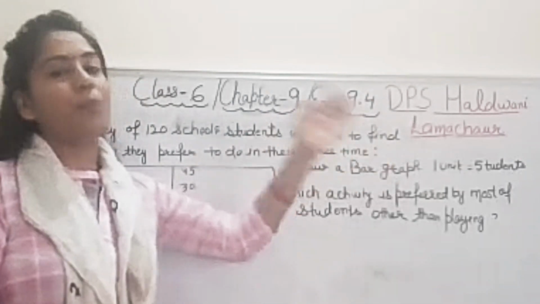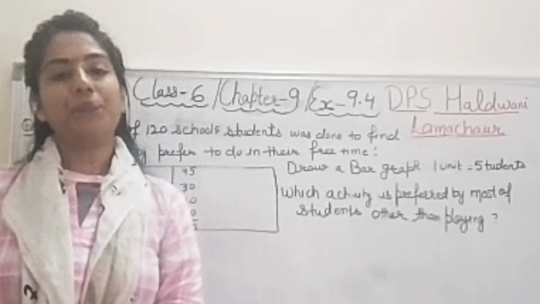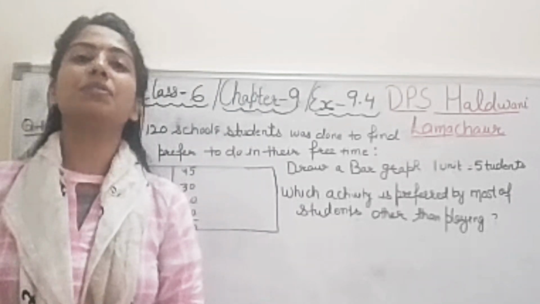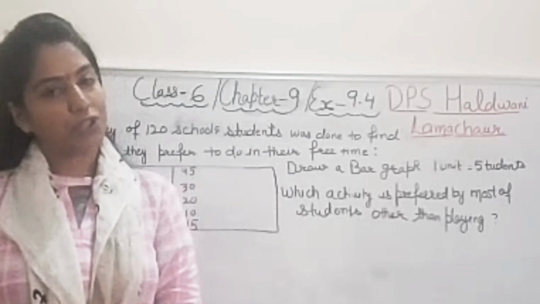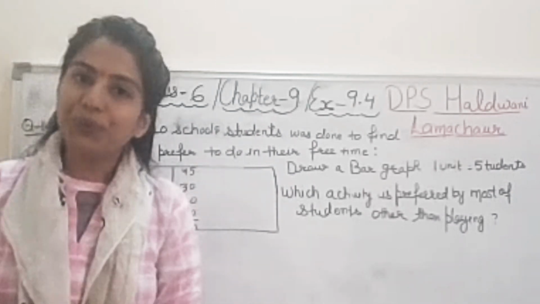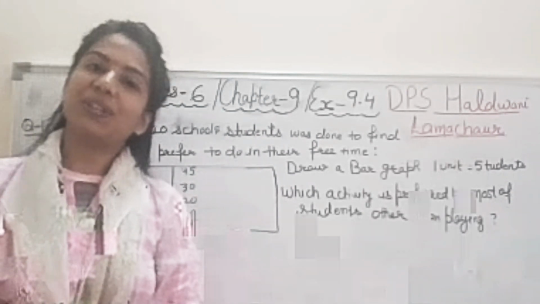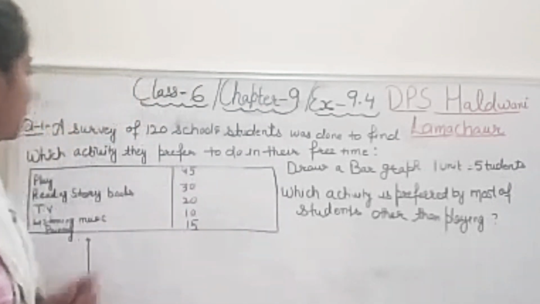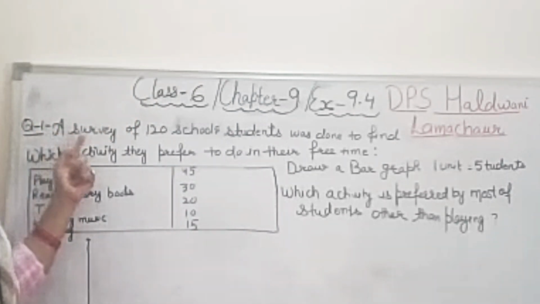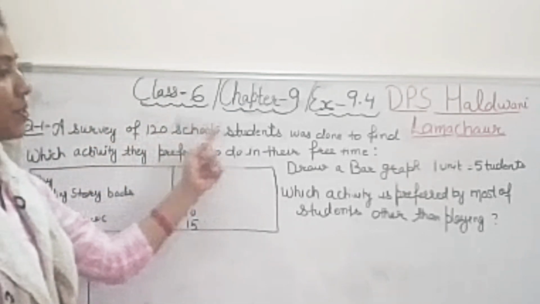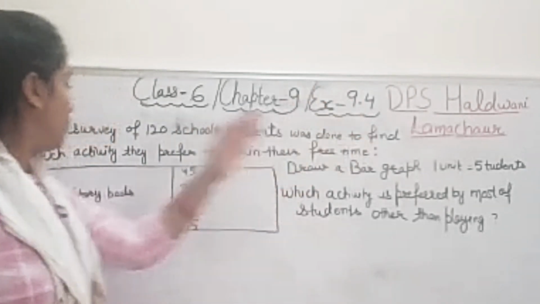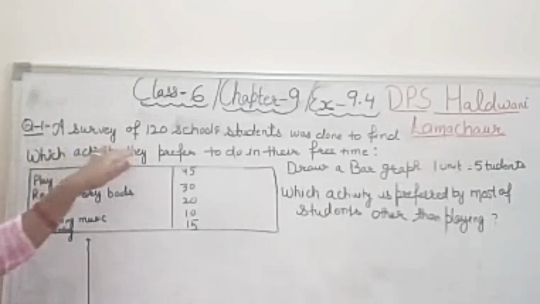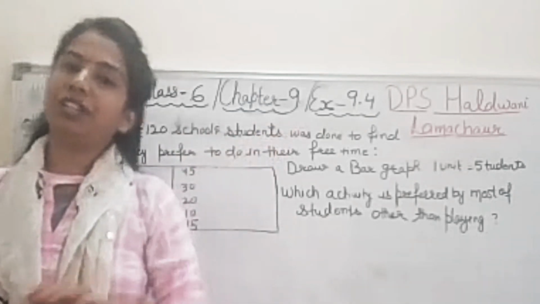Sometimes the scale is already given to you in your question, and sometimes you can take the scale by your choice. Okay, so when we do the question, I'll tell you how. So let's start our exercise 9.4. So 9.4, question number 1: a survey of 120 school students was done to find out which activity they prefer to do in their free time.